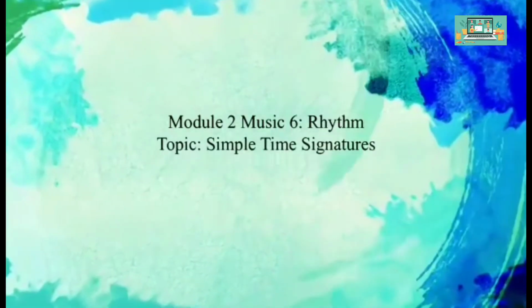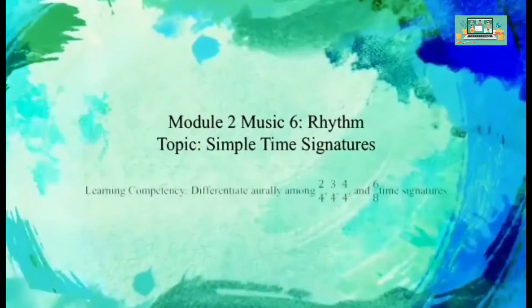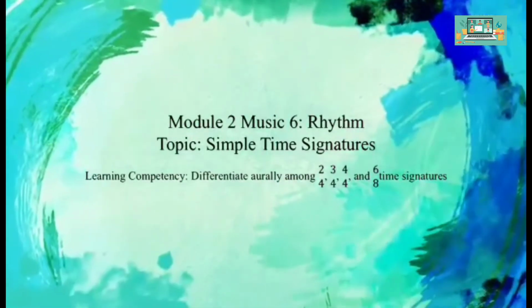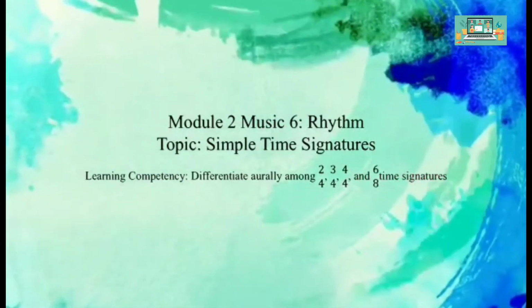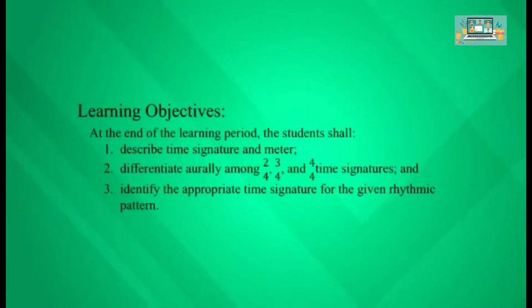Good morning, children. This time we're going to have the second lesson under rhythm, which is about the simple time signatures. The learning competency is to differentiate orally among 2/4, 3/4, 4/4, and 6/8 time signatures. The learning objectives for this lesson are: describe time signature and meter, differentiate orally among 2/4, 3/4, and 4/4 time signatures, and identify the appropriate time signature for the given rhythmic pattern.